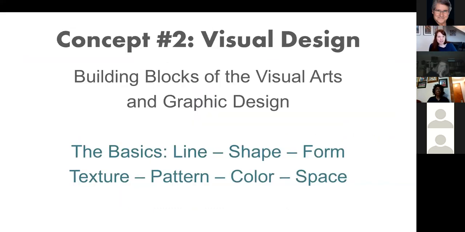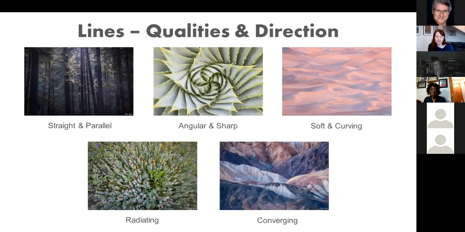So concept number two is visual design. That's building on the last concept where we're seeing beyond the literal things and instead looking for things like shapes and lines and light. And visual design then builds upon those ideas to give you additional tools to create compositions. And lines are the most obvious quality of visual design that you see out in nature. So you can see all sorts of different lines, and then you can use these lines to create compositions.